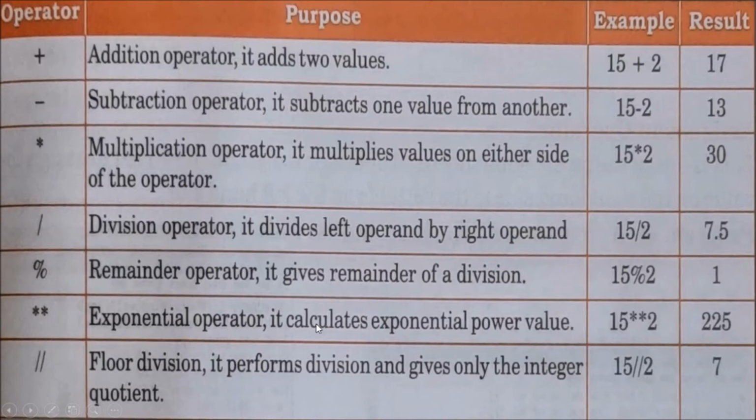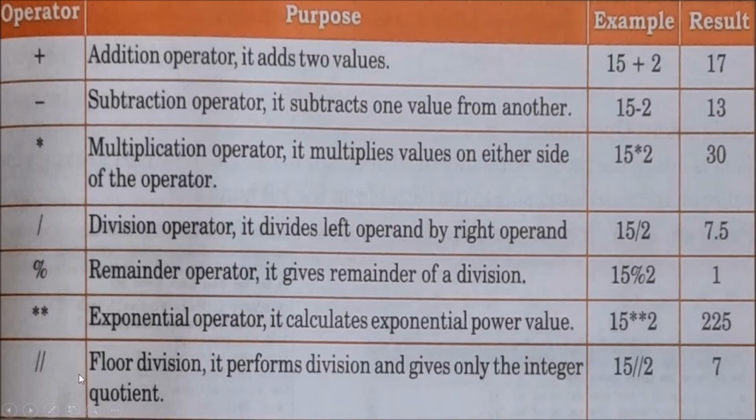The exponential operator is used to calculate the exponential power value. Here I have written 15 and then two asterisk signs over here. These are the powers given to 15. This means 15 power 2, that means 15 into 15. 15 multiplied by 15 comes to 225.